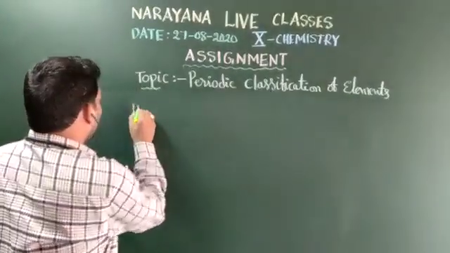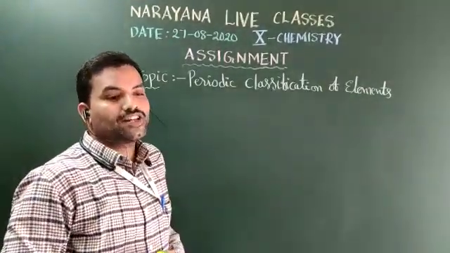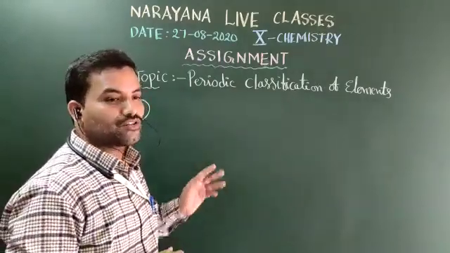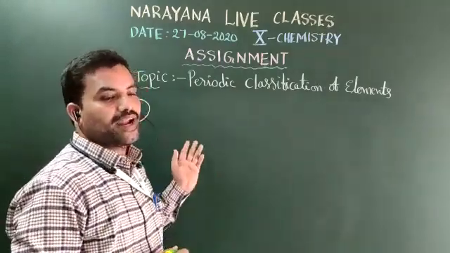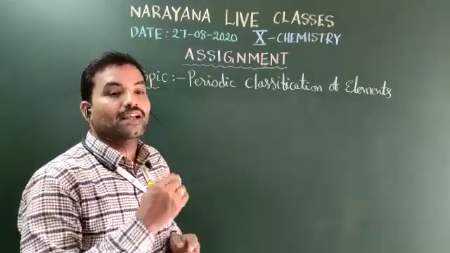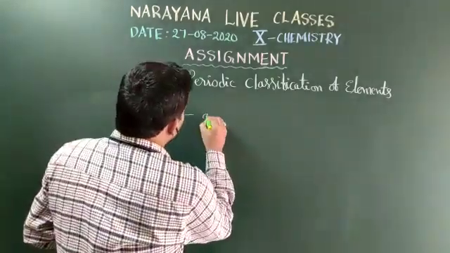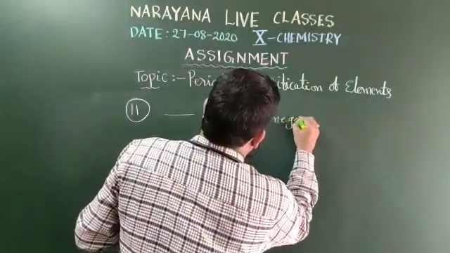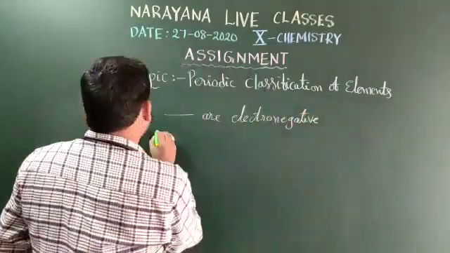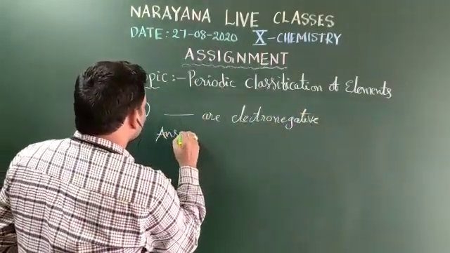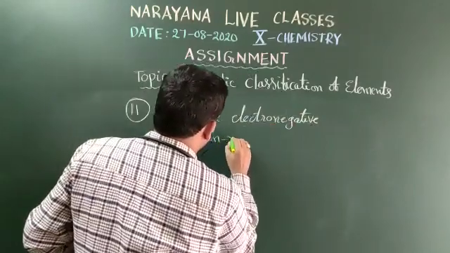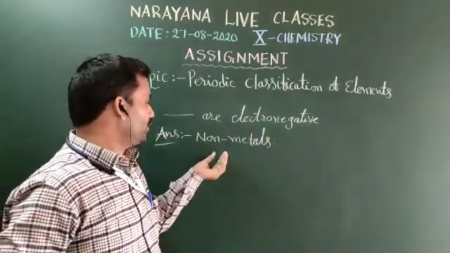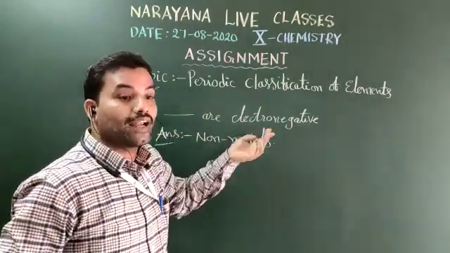The 11th one. Dash are electronegative. Here you know that metals are highly electropositive and are placed at the left side of the periodic table, whereas the non-metals are present at the right side of the periodic table. Here we have to say that non-metals are electronegative.